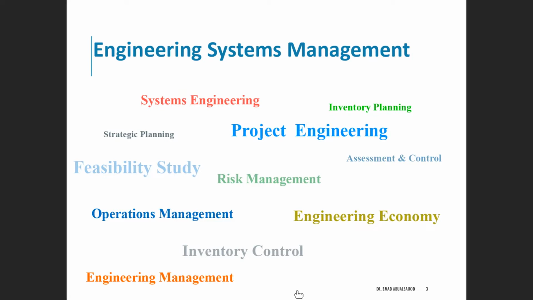In systems engineering or engineering system management, we cover systems engineering, inventory planning, project engineering. This is heavily used in the program. You are going to cover also systems engineering in a separate course. Strategic planning, feasibility study. There is a course for this subject. Assessment and control, risk management, engineering economy, and this is one of the courses you may take at this level when you are taking this course. Operations management, inventory control, and engineering management.